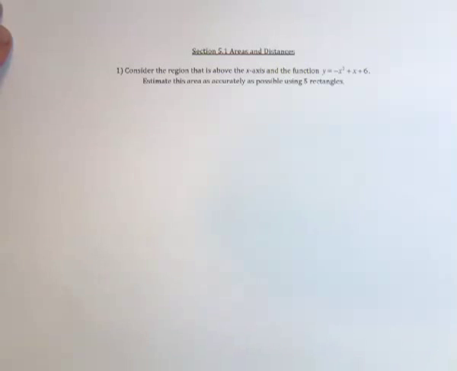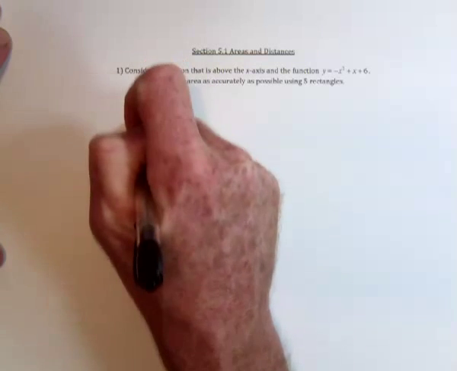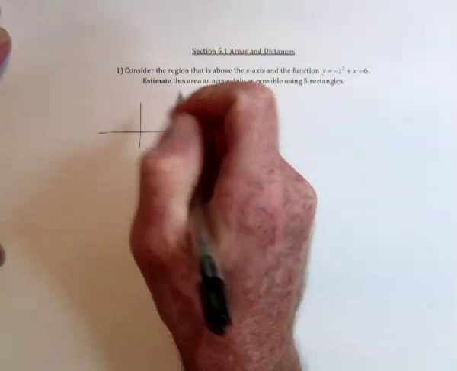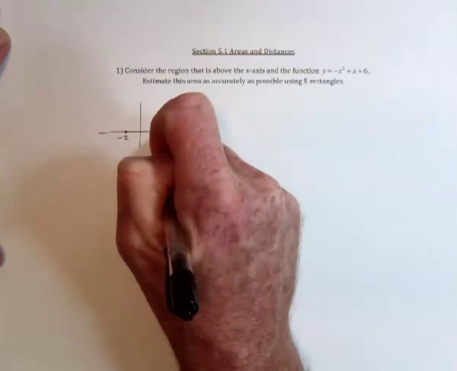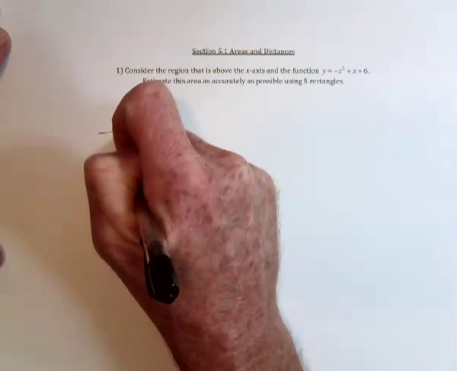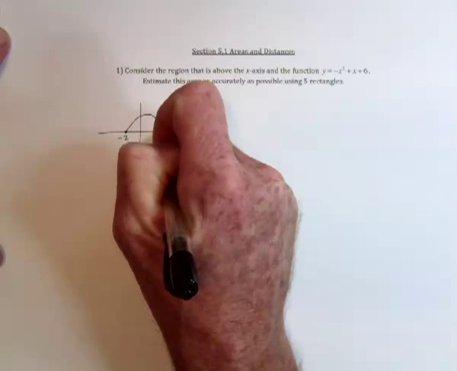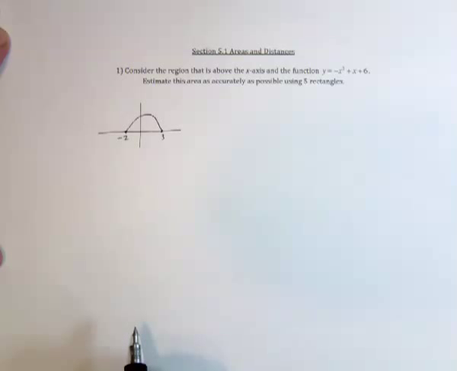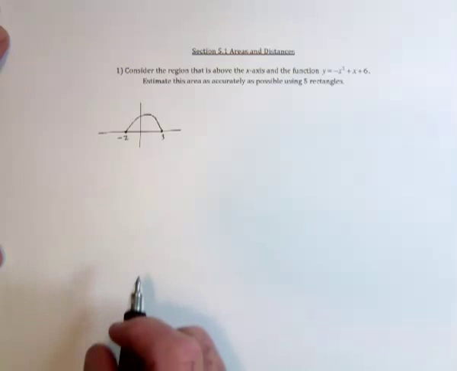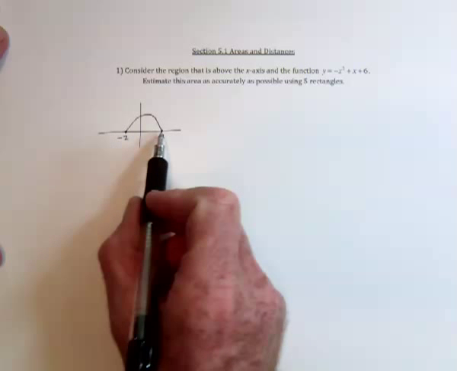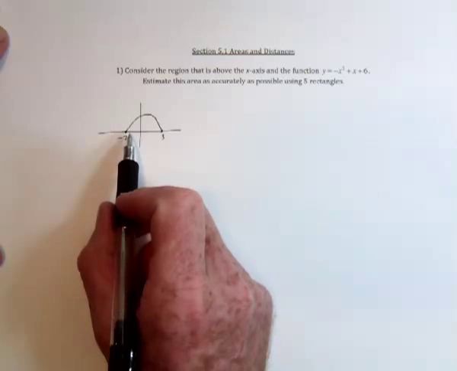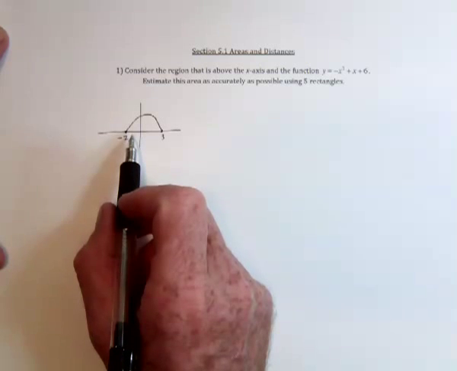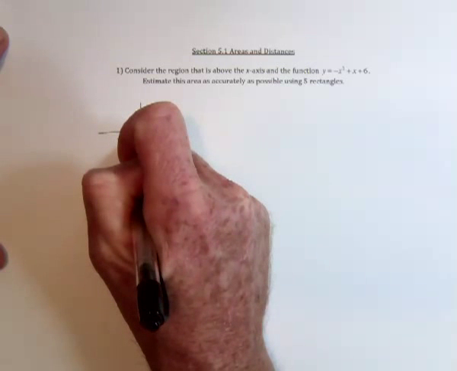So a sketch of the graph has it at -2 and +3. There's the parabola. And now estimate the area using 5 rectangles. So the first thing to do is take this interval from -2 to +3, which is a length of 5, and divide it into 5 pieces evenly. So that's going to be on the integers.